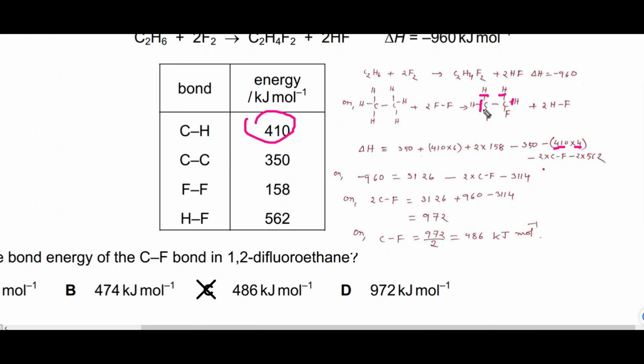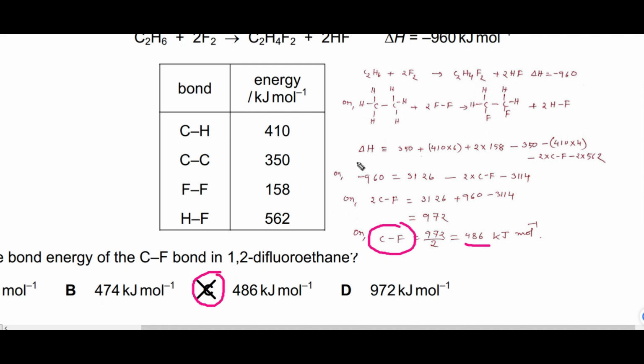minus 2 into CF. The CF bond is not given, you have to calculate the CF bond, minus 2 into CF bond, minus 2 times the HF bond value, which is given as 562. So if you calculate, you will get the CF bond enthalpy, 486 kilojoule per mole. So the answer will be C.